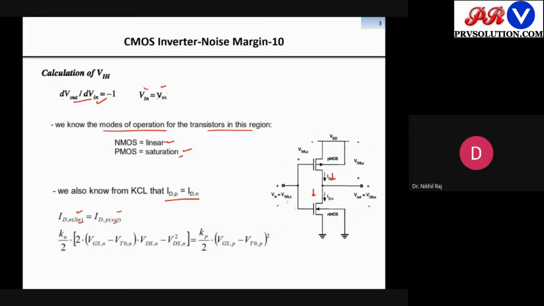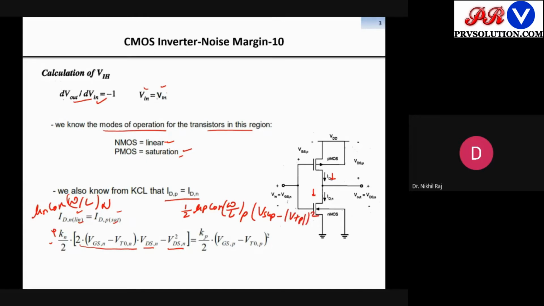Using the equation of the linear region, just recall, Kn by 2 is half mu n Cox W by L of n, times 2 (VGS minus VT) VDS minus VDS square. This is the linear equation of the NMOS. Now for the PMOS we write the saturation equation: half mu P Cox W by L of P times (VSG of P minus mod of VT of P) whole square.